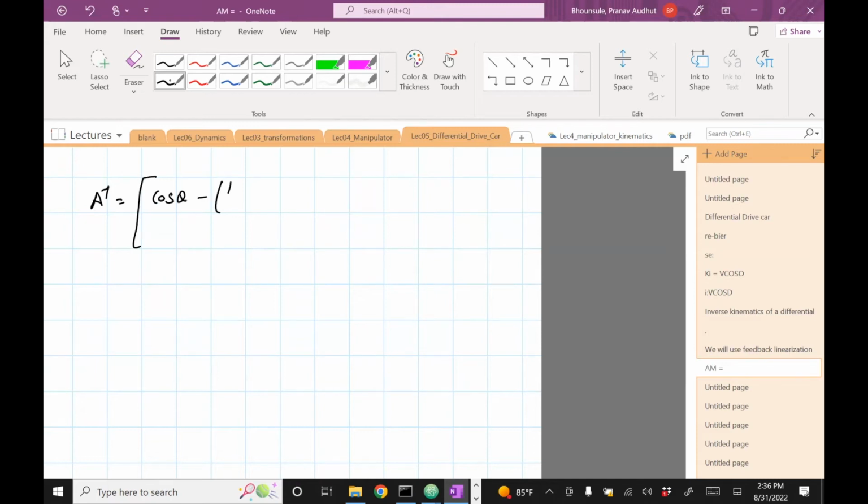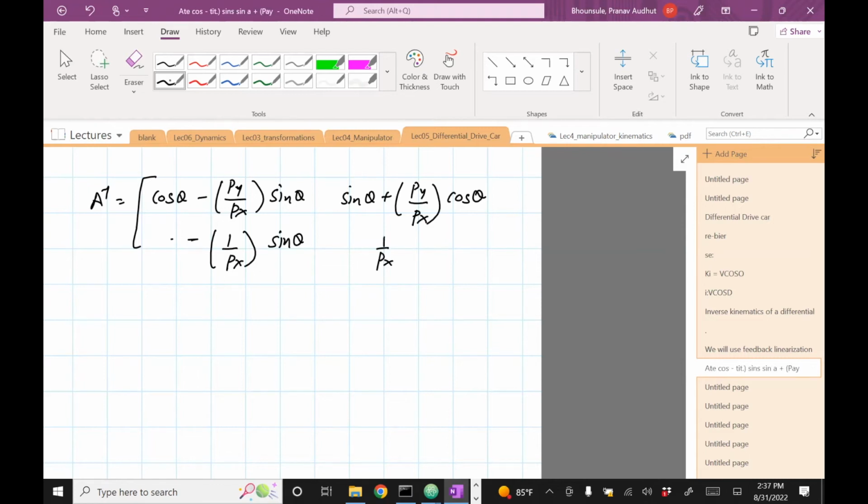cosine theta minus py divided by px sine theta, and then sine theta plus py divided by px cosine theta, then negative 1 divided by px sine theta, and then 1 divided by px cosine theta.